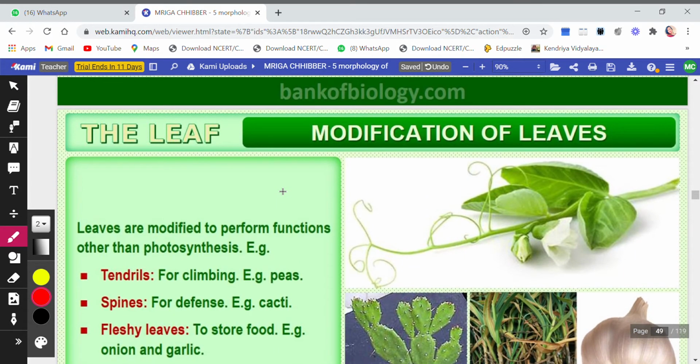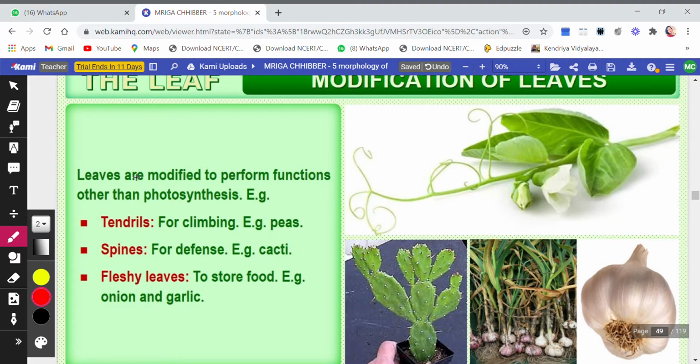Next, we come to modification of leaves. Children, leaves are modified to perform functions other than photosynthesis. Photosynthesis is the main function of leaf. But beyond that, there are certain other functions which leaf may perform. And those functions are the modified functions of a leaf. So leaf will modify themselves to perform those functions. So the first one is tendril.